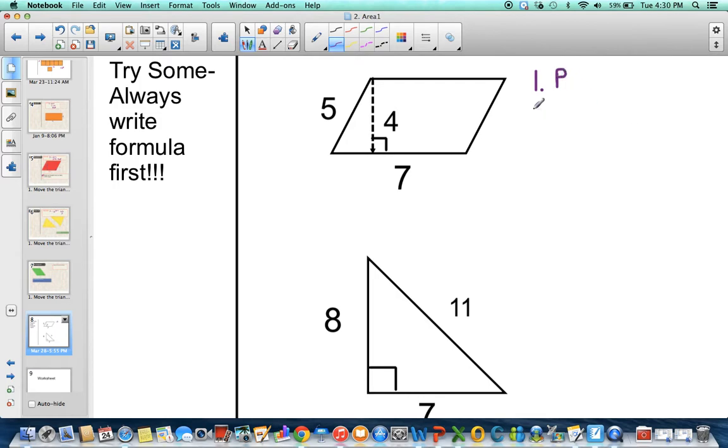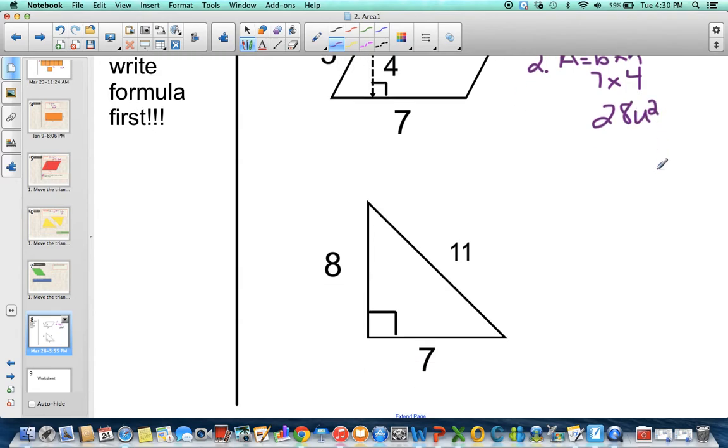Okay? 2, what is the formula for a parallelogram? Well, the formula for a parallelogram is area equals base times height. So now I can plug in. The base is 7. What is my height? Is it 5 or is it 4? Well, remember, a height always has to be a 90-degree angle, so it's going to be 4. So in this case, the area is 28 units, and remember, always area is squared. Stop the video now and try the next one. Start the video back up when you feel like you're ready to check your work.